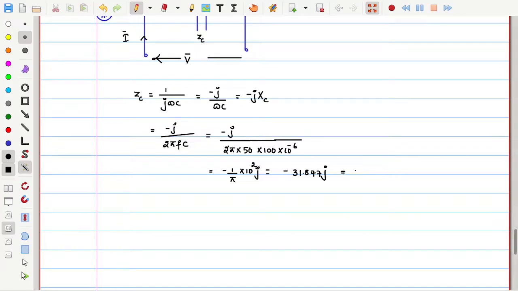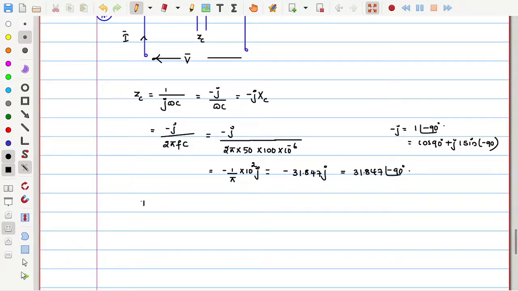So this we can write as 31.847 at an angle of minus 90 degrees. Again, I hope I need not dictate these things. Minus j is equivalent to 1 at an angle of minus 90. If you want, you can write it as 1 cos 90 plus j 1 sin minus 90. How much will you get? So minus j. Okay, leave that portion.